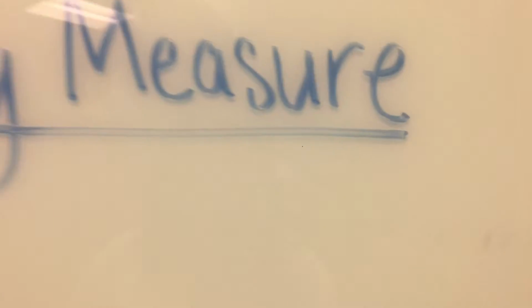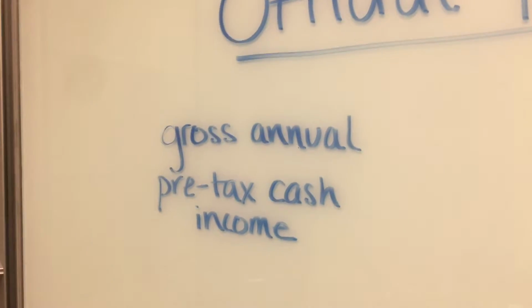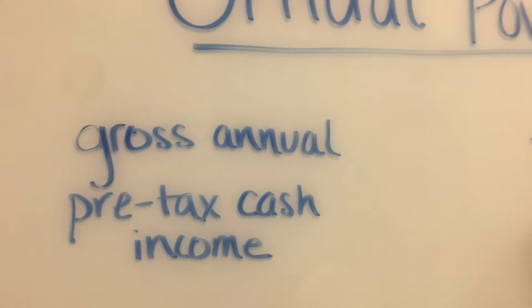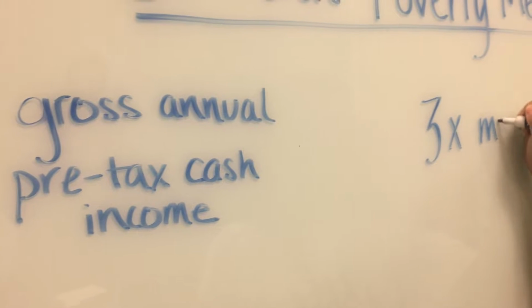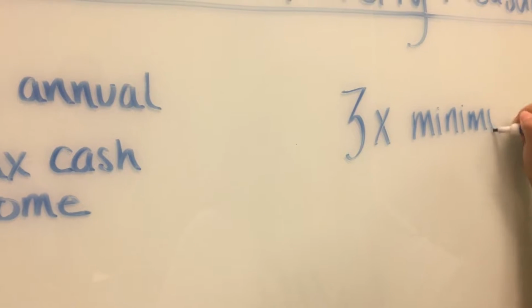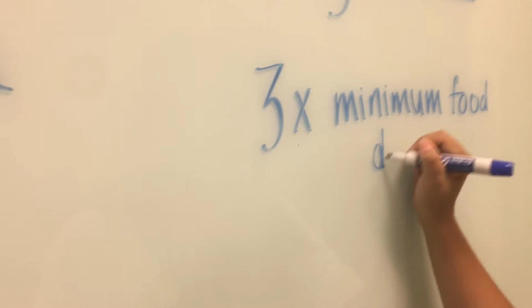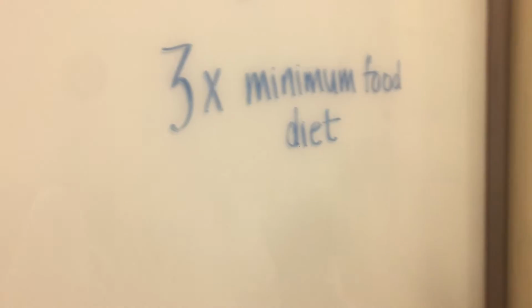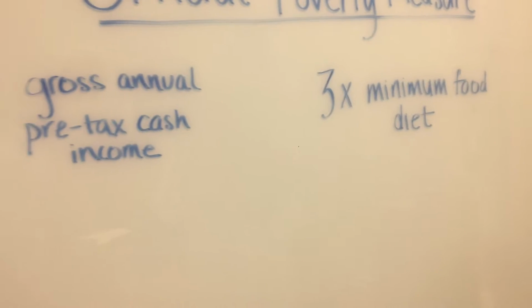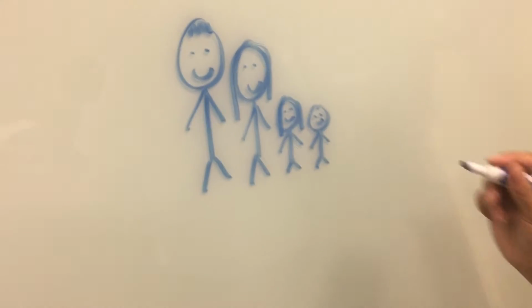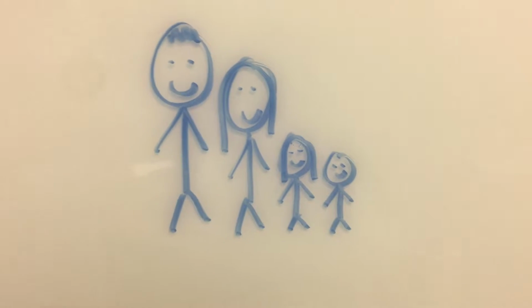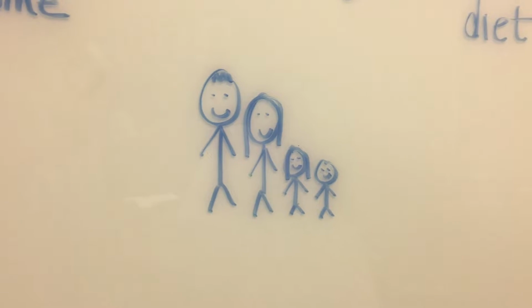The U.S. Census Bureau measures poverty by comparing the gross annual pre-tax cash income against a threshold that is approximately 3 times the cost of a minimum food diet in 1963. The OPM was adopted in the late 1960s and is updated annually for inflation. The threshold adjustments vary by family size, in which the family unit is defined as persons living together who are related by birth, marriage, or adoption.